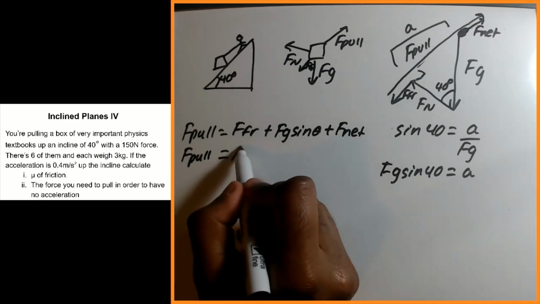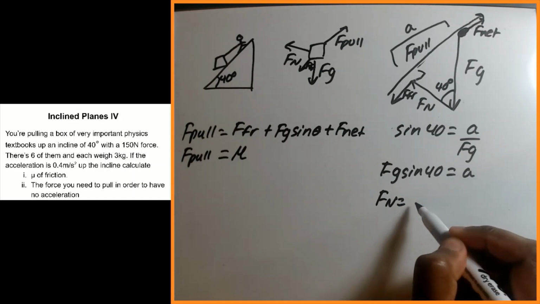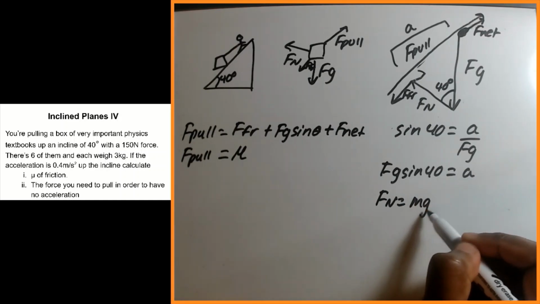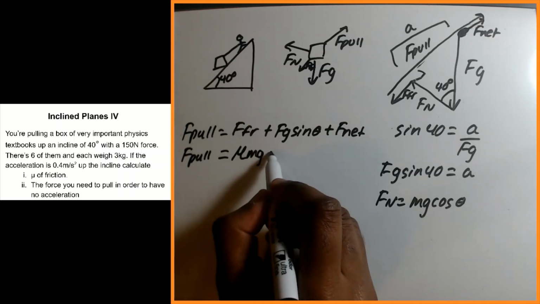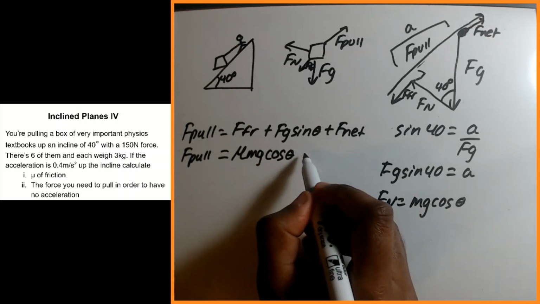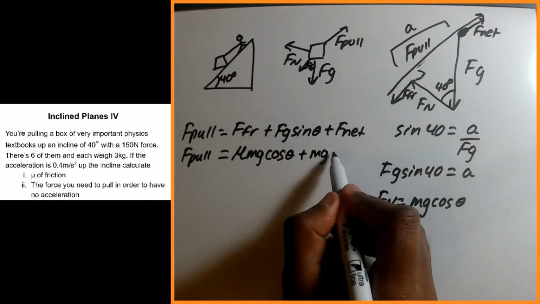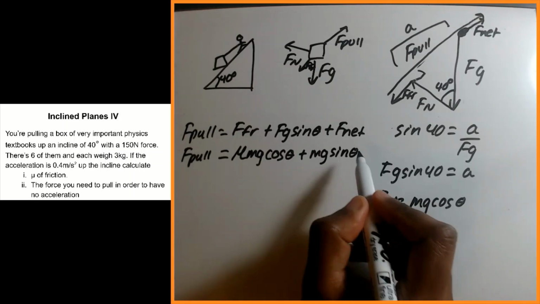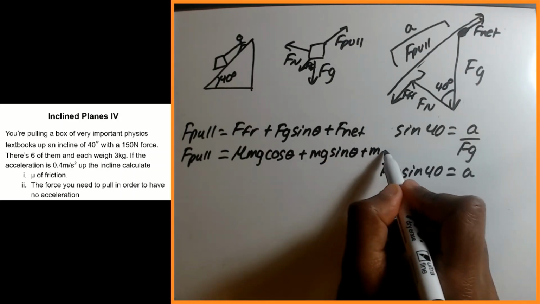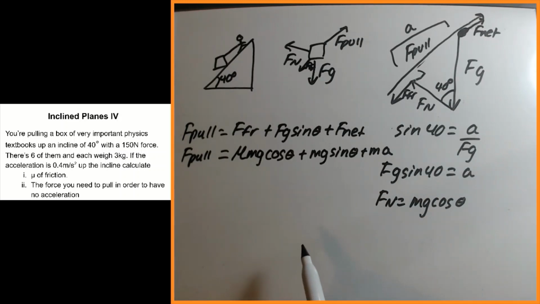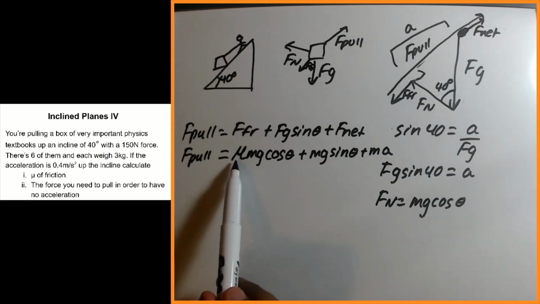Friction is just mu times Fn. And remember from before, Fn is equal to mg cos theta. So what we get is mg cos theta plus FG is equal to mg sine theta, and then F net is just equal to m times a. So let's go ahead and move all of the components over and isolate for m.